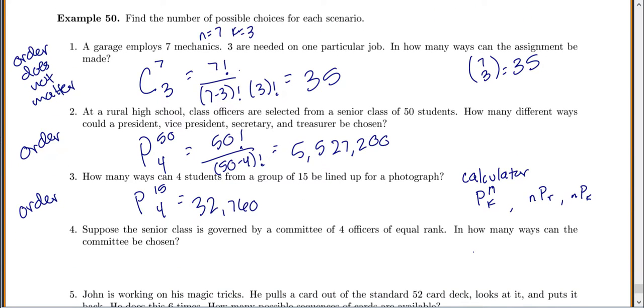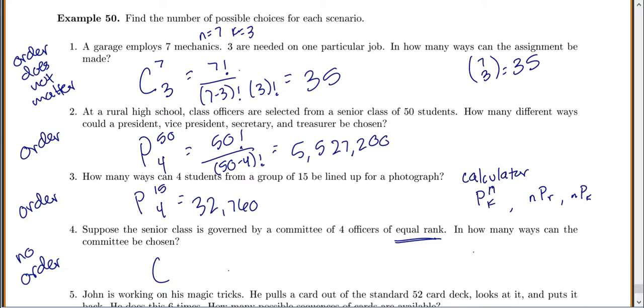Okay, let's see. Suppose the senior class is governed by a committee of 4 officers of equal rank. So that sounds like you don't have positions. You're all just kind of thrown in there. So how many ways can the committee be chosen? So that sounds like no order, because they're equal rank, it doesn't matter who's in which position.